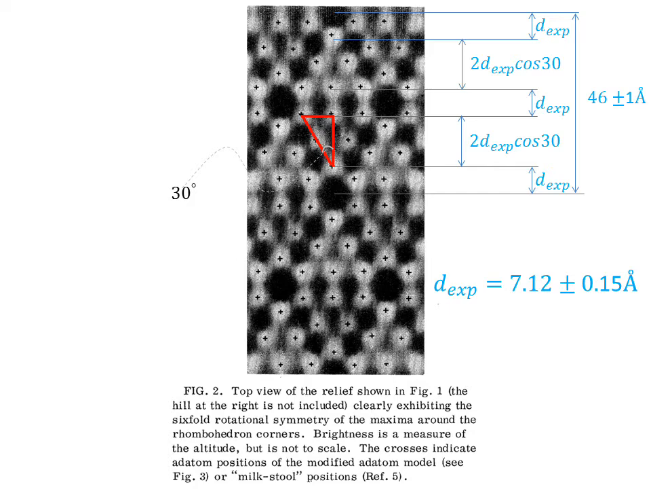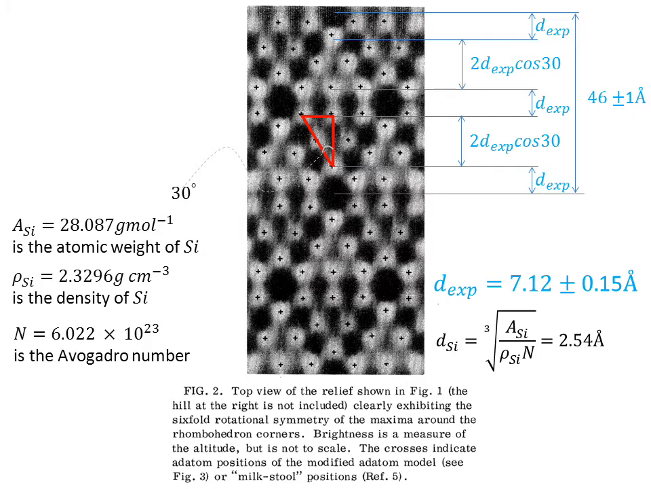0.15 angstroms. To see how this value compares with the diameter of the silicon atom, divide the density of silicon by its atomic weight to obtain the number of moles of silicon in 1 cubic centimeter. The product of the obtained number of moles in 1 cubic centimeter and the Avogadro number gives the number of atoms in 1 cubic centimeter. The inverse of the obtained result is the volume occupied by one silicon atom, and the cubic root of that volume yields the diameter d sub si of the silicon atom. Obviously, the value of d sub exp is not the diameter of a silicon atom, calculated below from the known data.